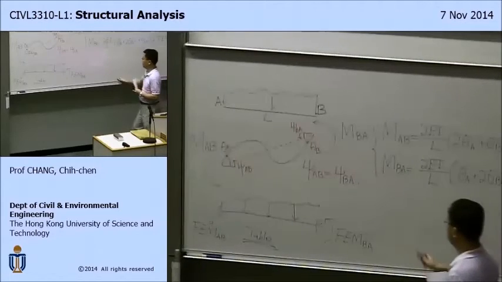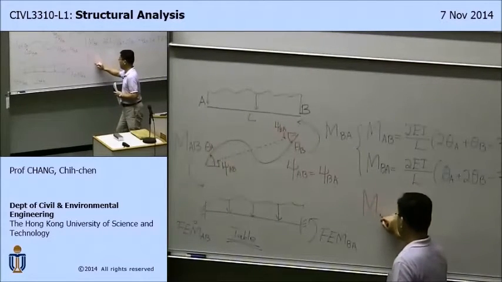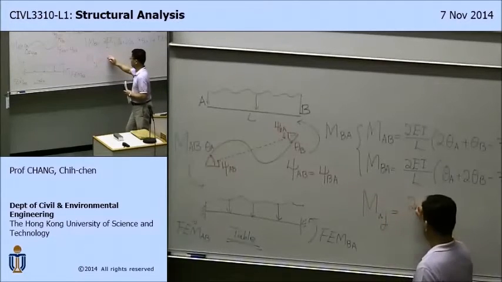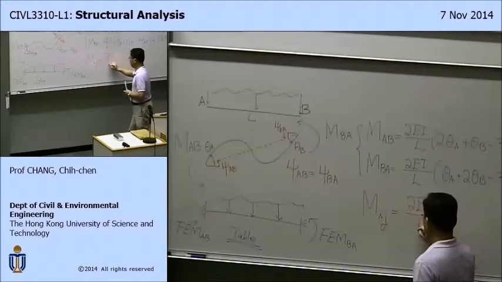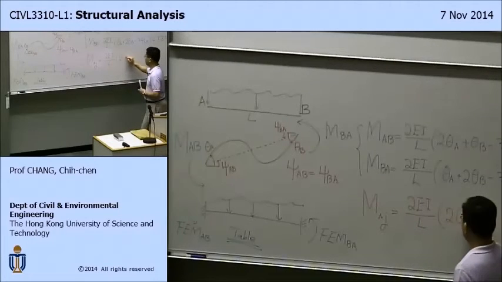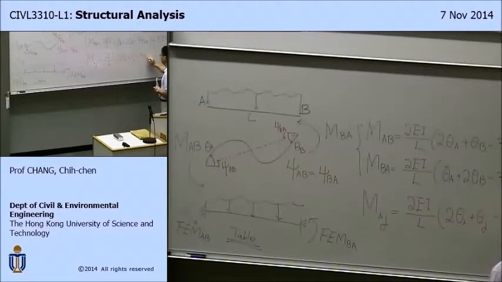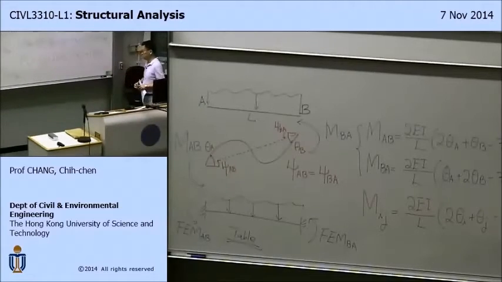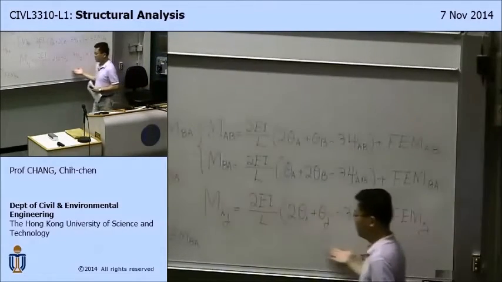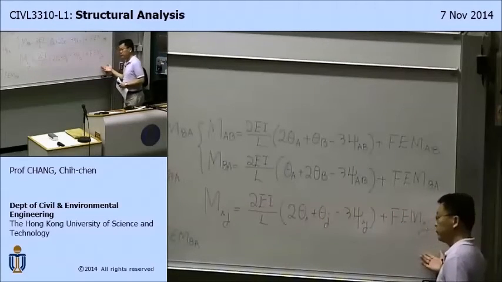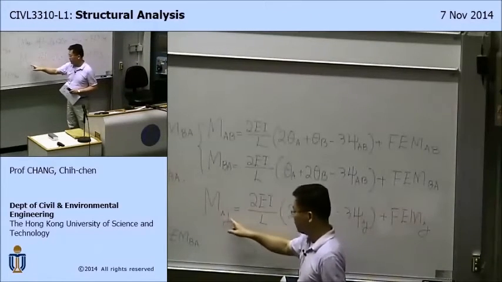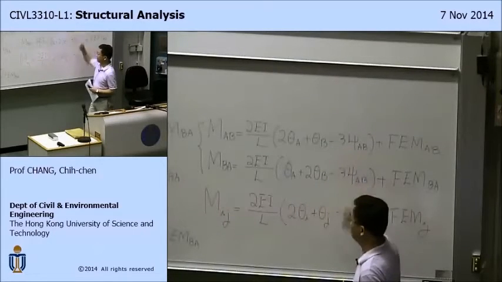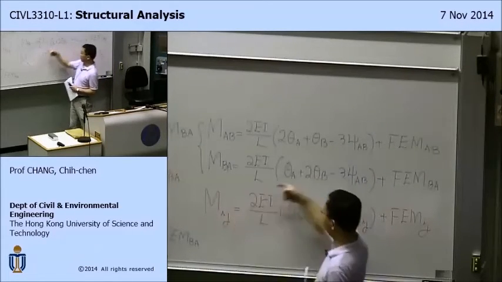Let me show you the one equation. It's M IJ equals 2EI over L times 2 theta I plus 1 theta J minus 3 times rigid body rotation angle, and then plus fixed end moment IJ. And that's it. So this is the slope deflection equation. So you put I equal to A, J equal to B, then you have the first equation. You put I equal to B, J equal to A, then you have the second equation.